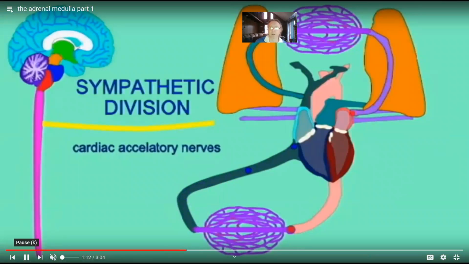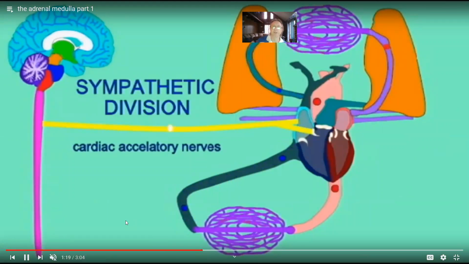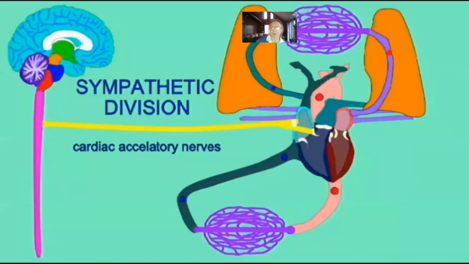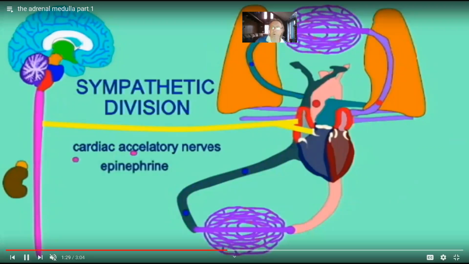Nevertheless, your heart rate is going to go up. So this is a unique aspect of the sympathetic division, which we don't see in the parasympathetic division. Epinephrine and norepinephrine, what we call adrenaline, noradrenaline, are released into the blood where they act as hormones.